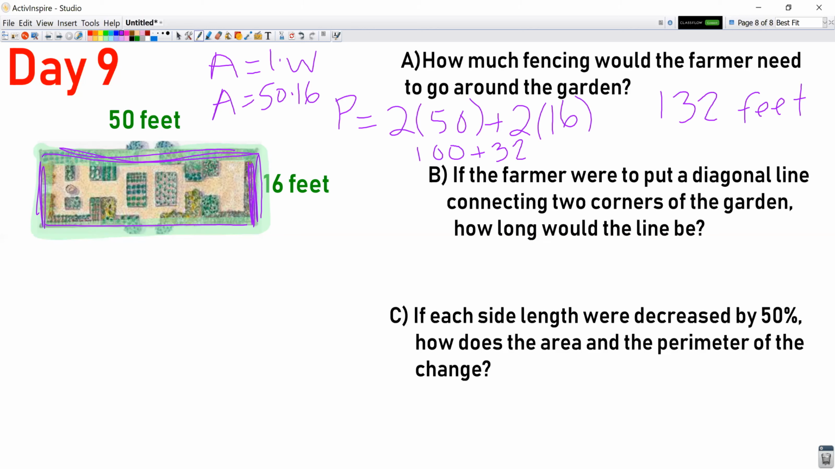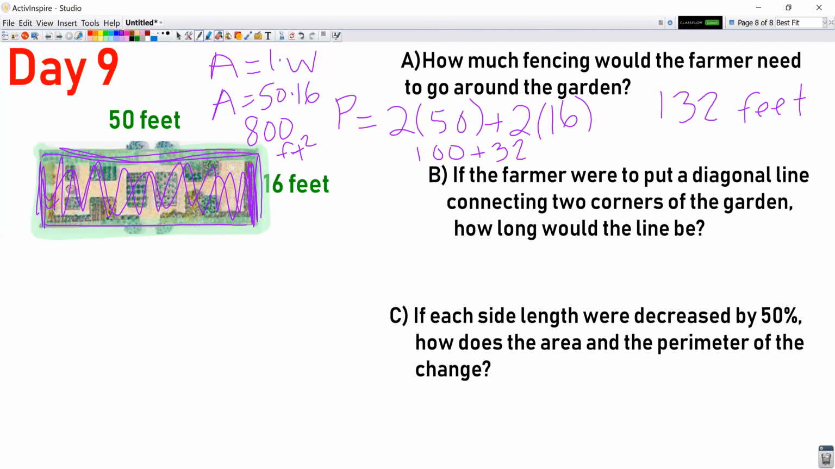which is 800. And this time it's going to be feet squared since we're trying to get the entire inside of the garden. So that would mean maybe he's putting grass. So he would need 800 feet squared to cover that area. It doesn't ask us to do the area, but like I said, we're going to need that for letter C. So just keep that in mind, okay?